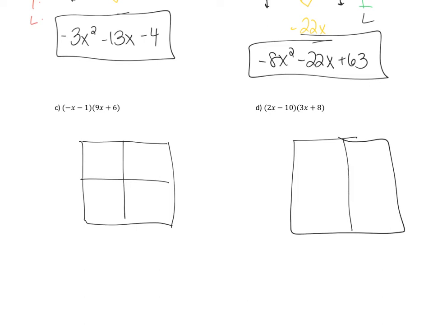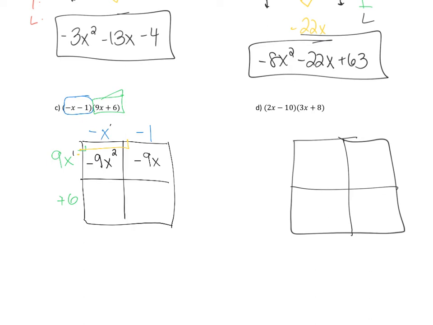What I'm going to do is take my first binomial and put it up on top. As you can see, I am keeping the signs of each number. Then I'm going to do the same thing with the next binomial and go down the box. Then you're going to multiply this term by this term. 9x times negative x gets me a negative 9x squared. Remember, we're adding the exponents. Then I'm going to do this term by this term, and 9x times negative 1 just gets me negative 9x.